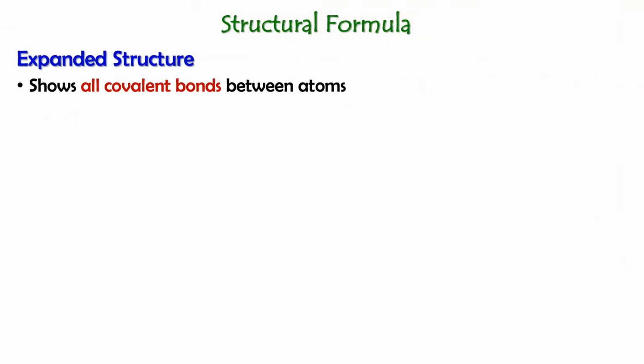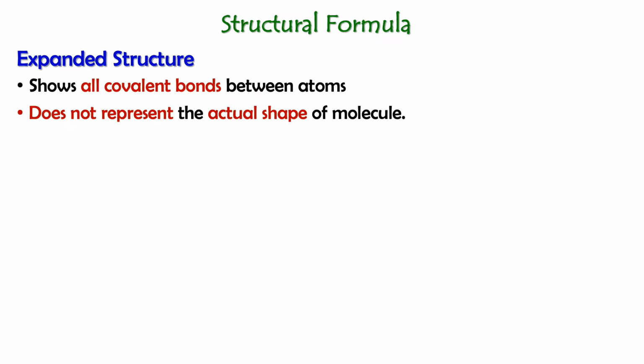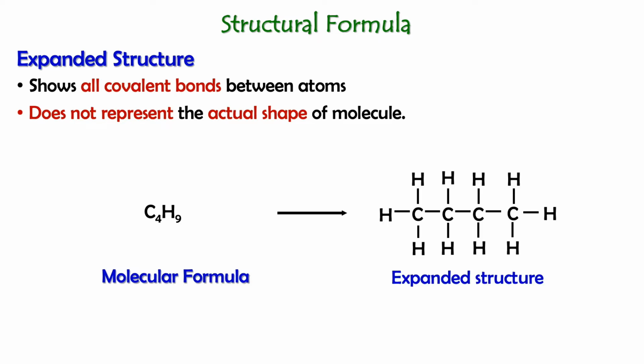So the first one is expanded structure. Expanded structure shows all covalent bonds between atoms. So it does not represent the actual shape of the molecule. For example, if we have a molecule with C4H9 molecular formula, if we convert it into expanded structure, the structure will be like this. All of the covalent bonds between carbon and hydrogen atoms are shown in this structure.